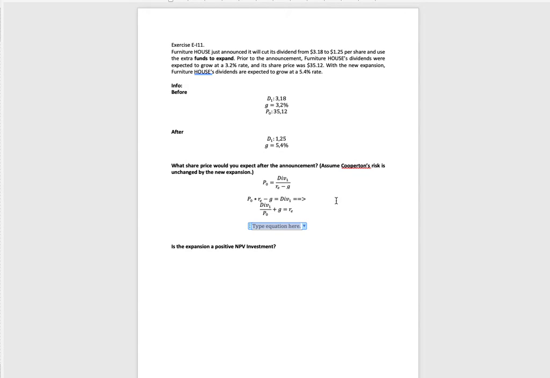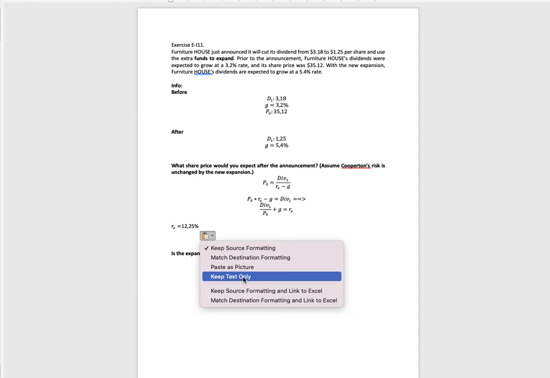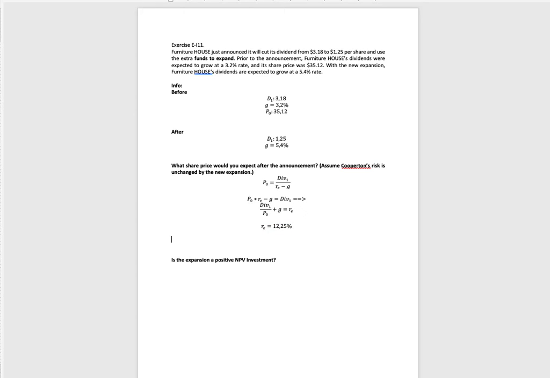So the expected return to the shareholders would be 12.25%. Then we know what they expect. Then we can calculate if this is a good idea or not, and we have the numbers. We can just continue using the formula from here with the after the announcement.